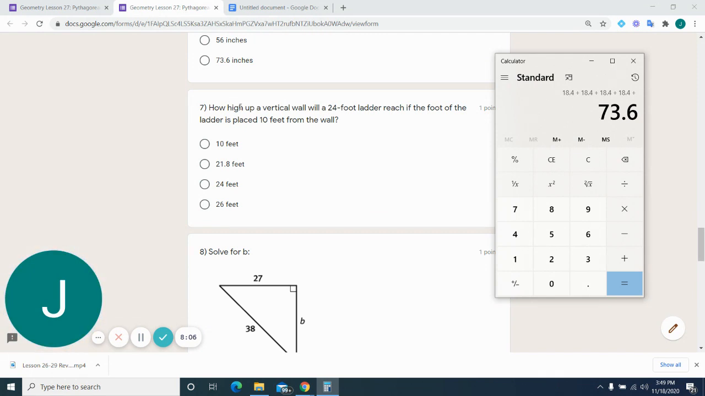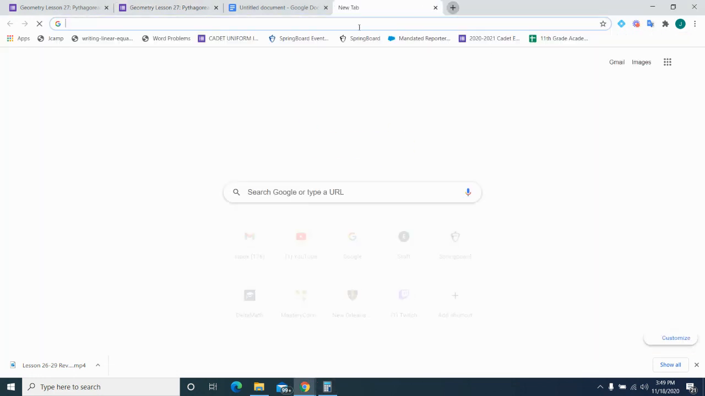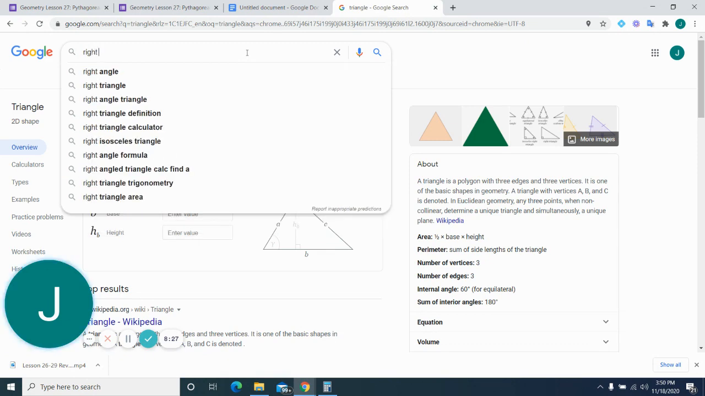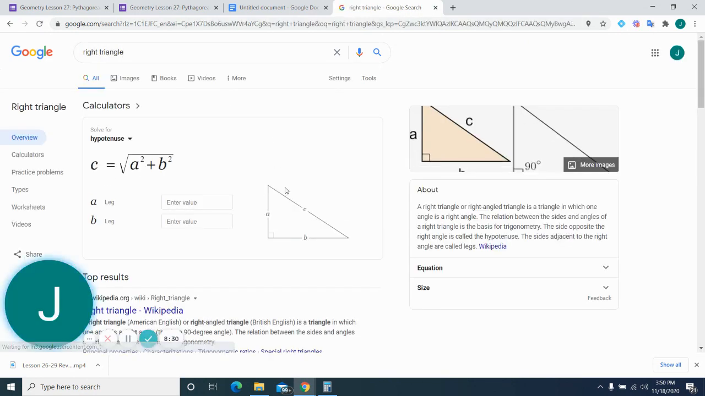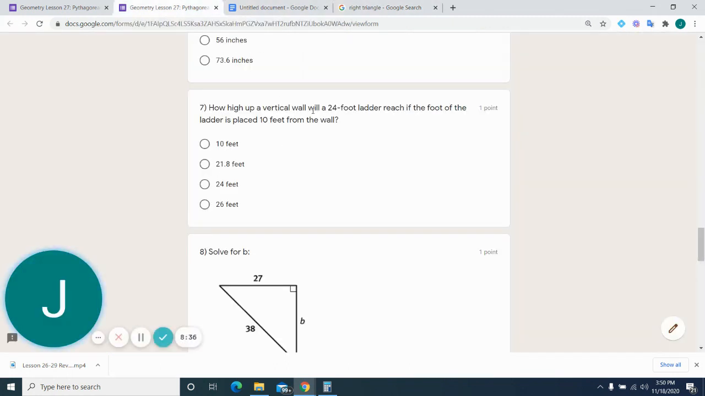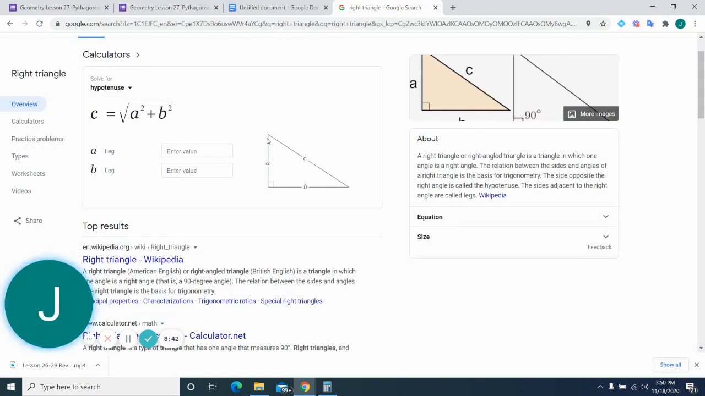Okay, now it says how high up a vertical wall will a 24-foot ladder reach if the foot of the ladder is placed 10 feet from the wall. So what this will mean, am I going to need to draw this? So here we go. We can look at this. So here's what they're saying. They're saying that the 24-foot ladder is 10 feet away from the wall. So look what we have. Here's your wall. Here's your ladder. And here's how far away it is from the wall, right? Just imagine a wall right here.